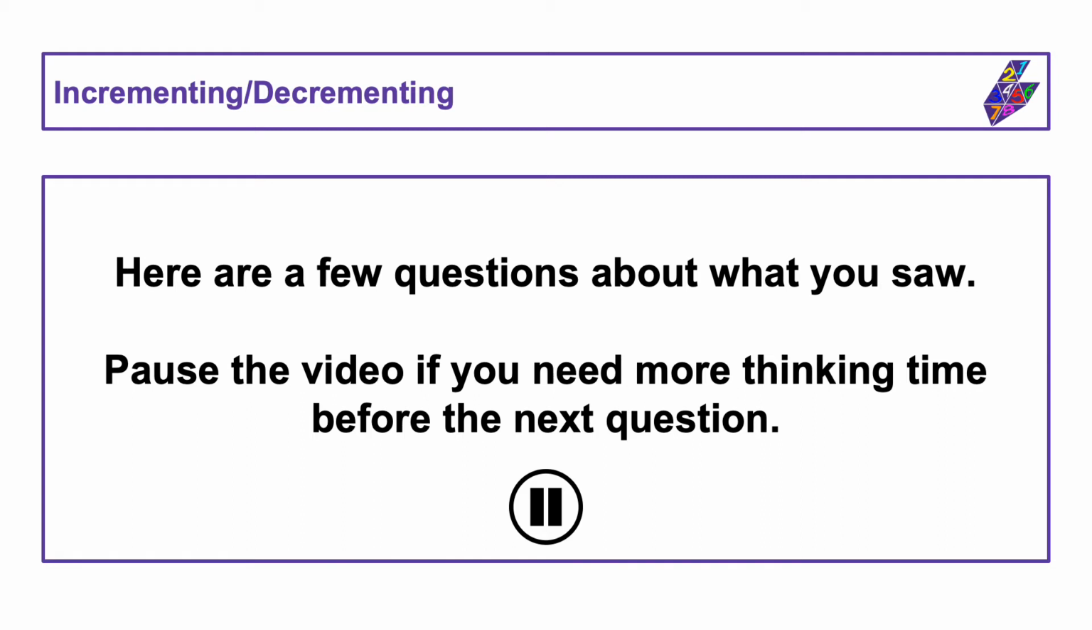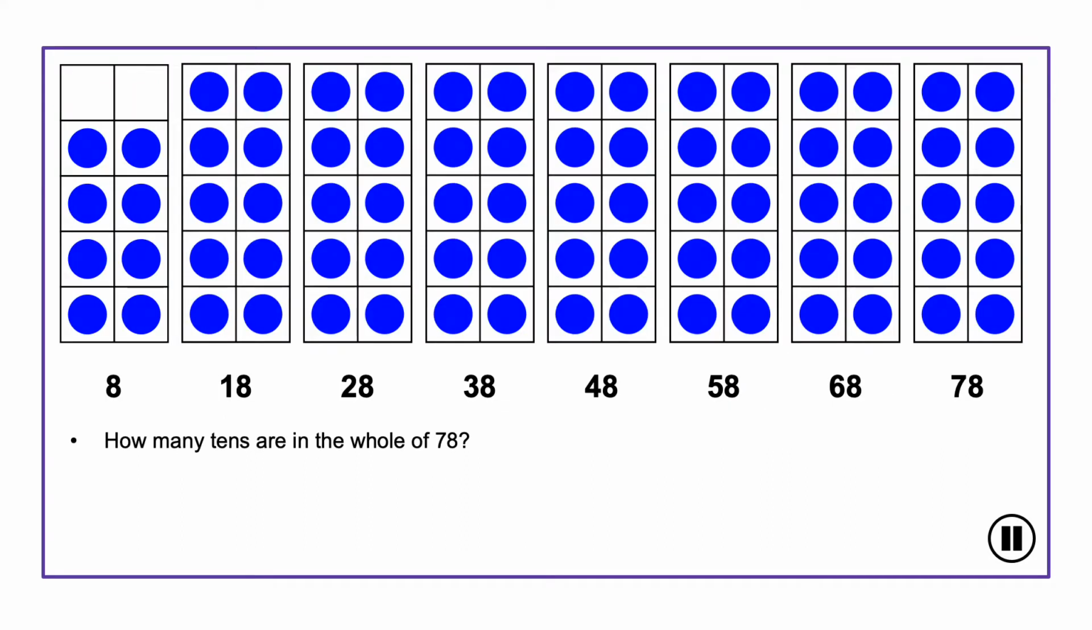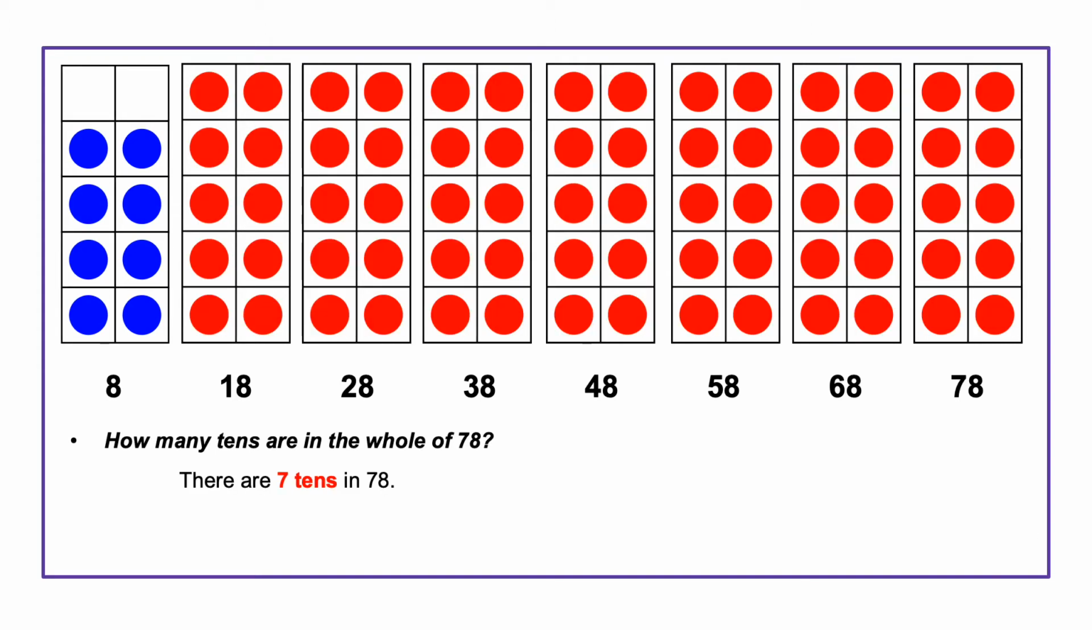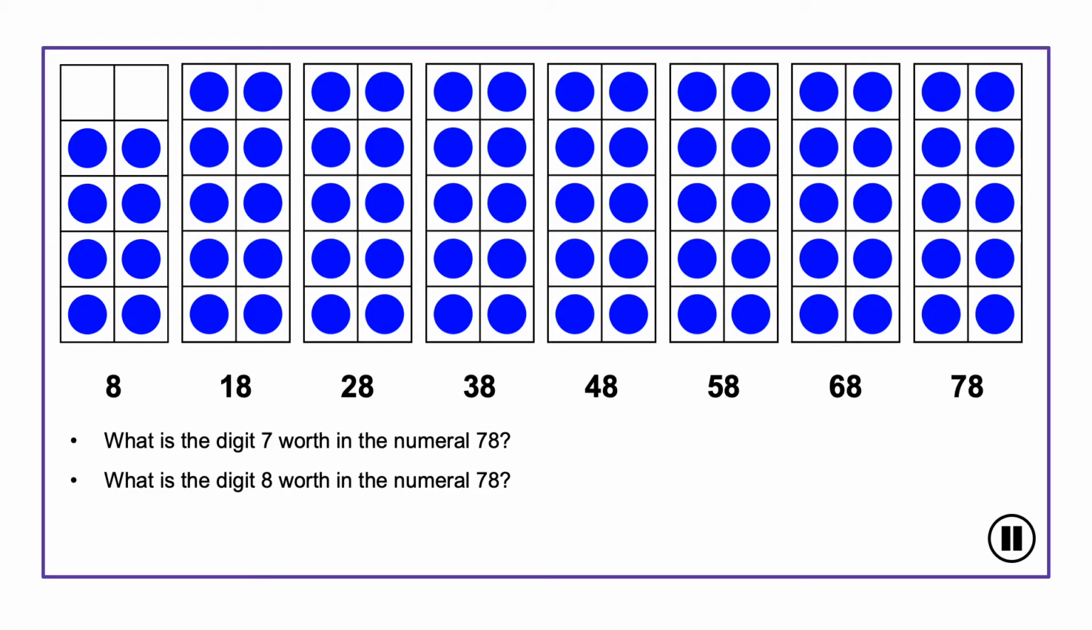Here are a few questions about what you saw. Pause the video if you need more thinking time before the next question. How many tens are in the whole of 78? There are 7 tens in 78. The tens have been coloured in red. What is the digit 7 worth in the numeral 78? And what is the digit 8 worth in the numeral 78?